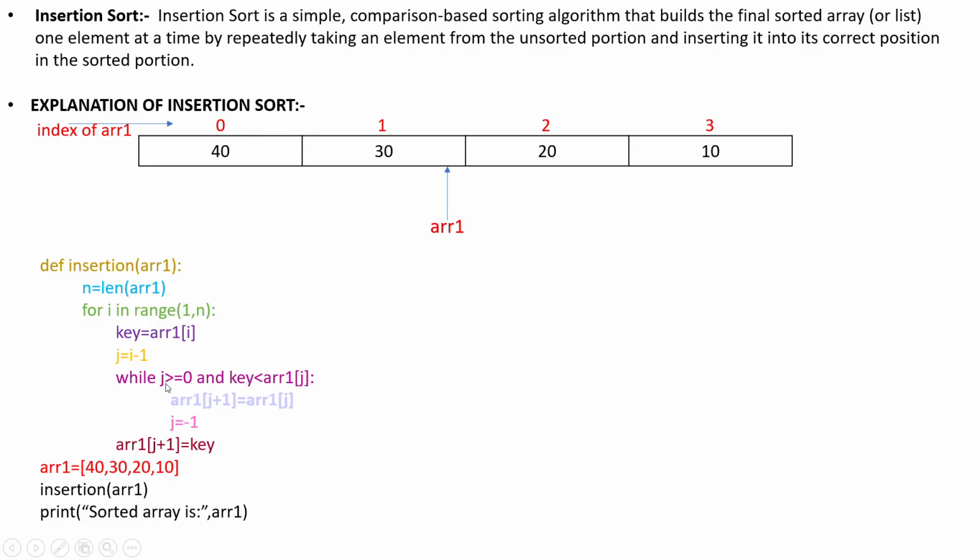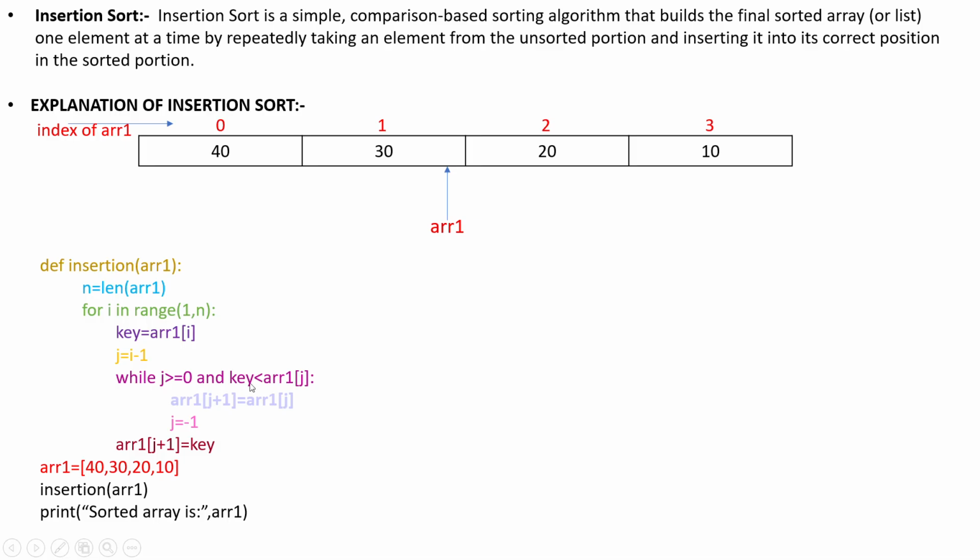Over here I have taken a while condition so that it should shift the elements. It is used to compare the elements as well as shift them. This while condition will continue until it becomes false. j greater than or equal to 0. Now j is 0, is 0 greater than or equal to 0? True. And key is now 30.